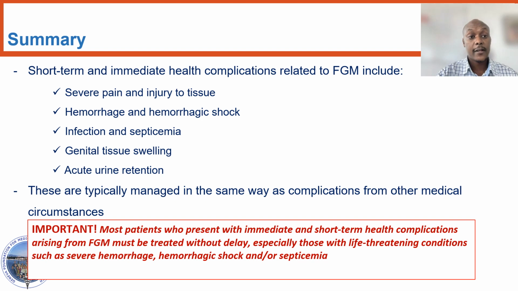If urine retention is due to injury to the opening of the urethra, you will refer the patient for surgical intervention. In summary, the short-term and immediate health complications related to FGM include severe pain and injury to tissue, hemorrhage and hemorrhagic shock, infection and septicemia, genital tissue swelling, and acute urine retention. These are typically managed in the same way as complications from other medical circumstances. Of note is that most patients who present with immediate and short-term health complications arising from FGM must be treated or referred without delay, especially those with life-threatening complications such as severe hemorrhage, hemorrhagic shock, and or septicemia.